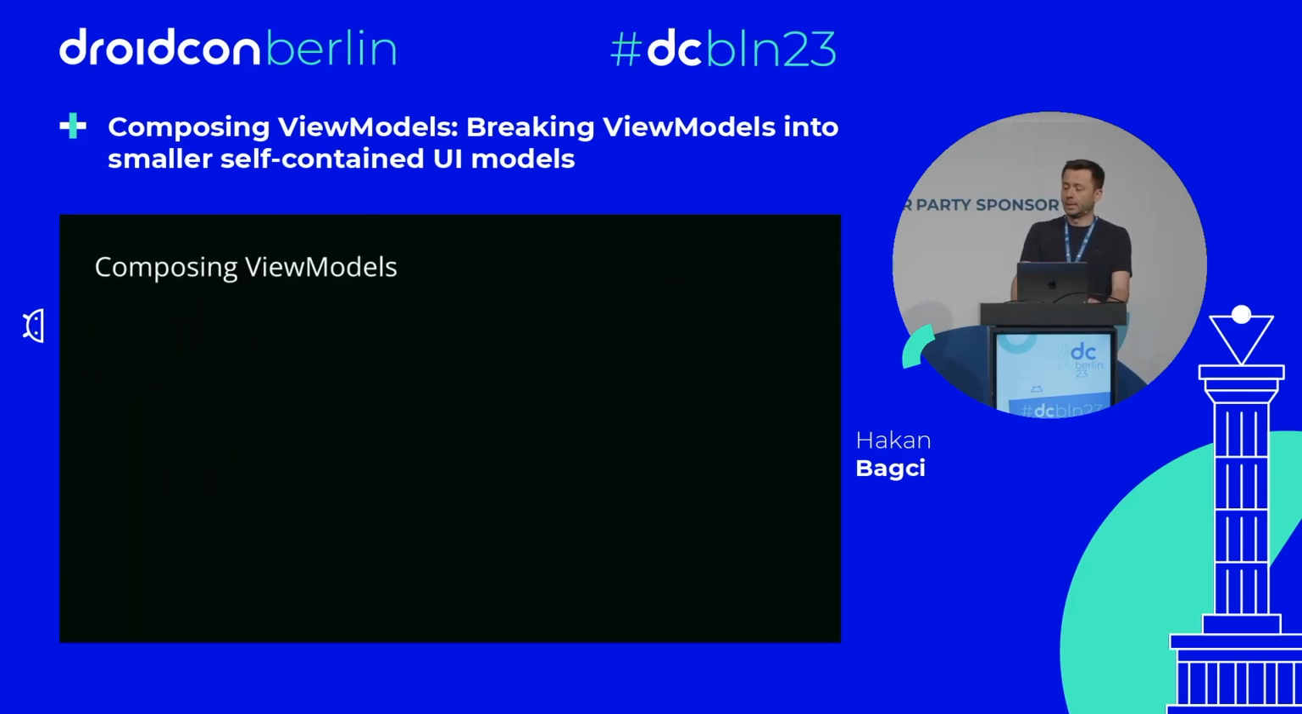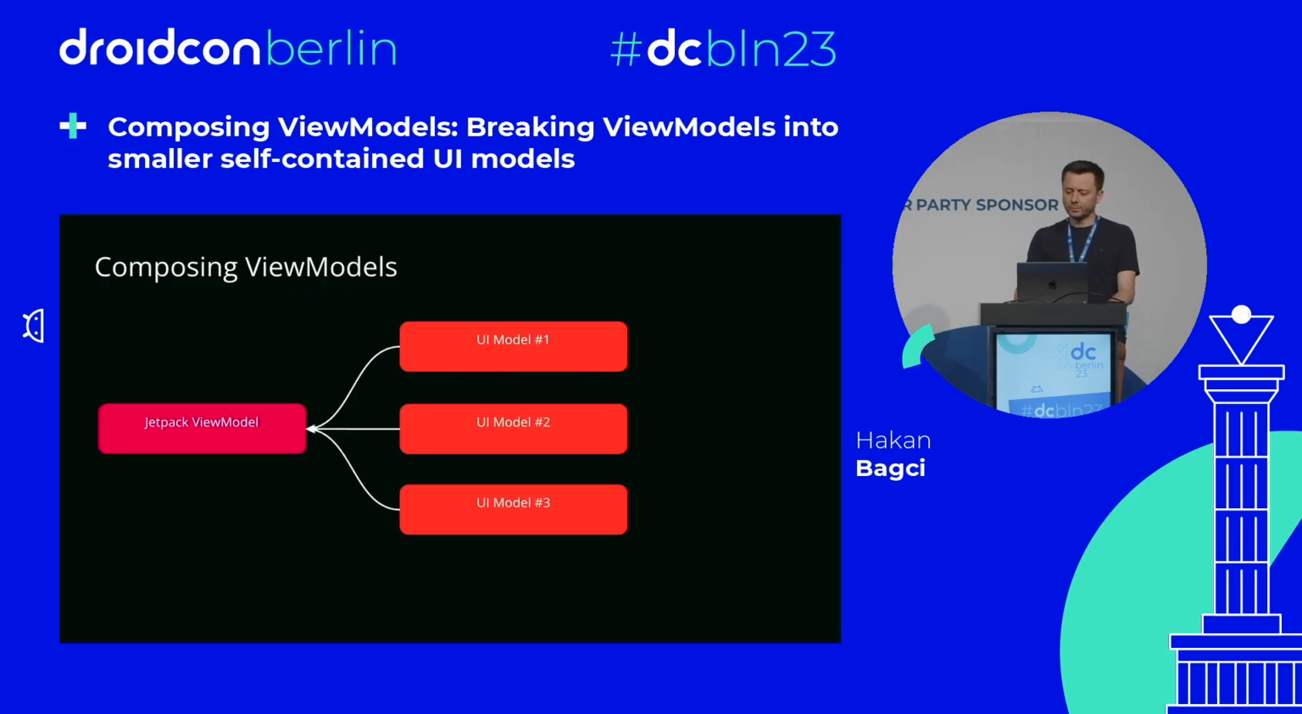Let's see. Here is the idea. What about creating a parent-child relationship between a ViewModel and UI models so that the ViewModel can pass these superpowers to its children? For example, in this scenario, we have 3 children UI models, and they are hosted by a parent Jetpack ViewModel. In this case, if the ViewModel survives configuration changes, then the UI models will also survive. These UI models are designed to be self-contained, and they are portable. They require only minimum integration effort from their parent.